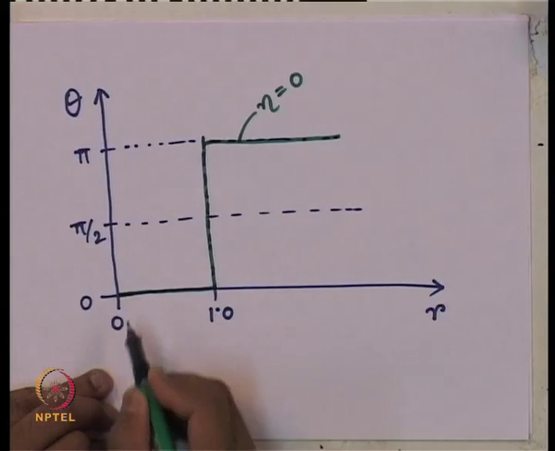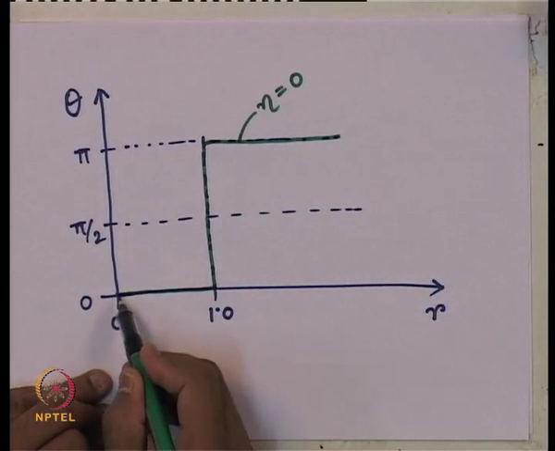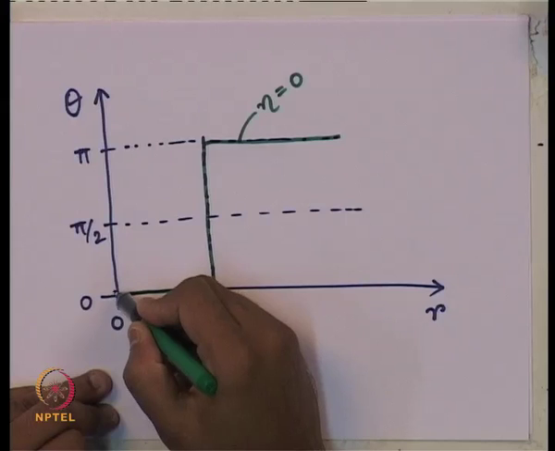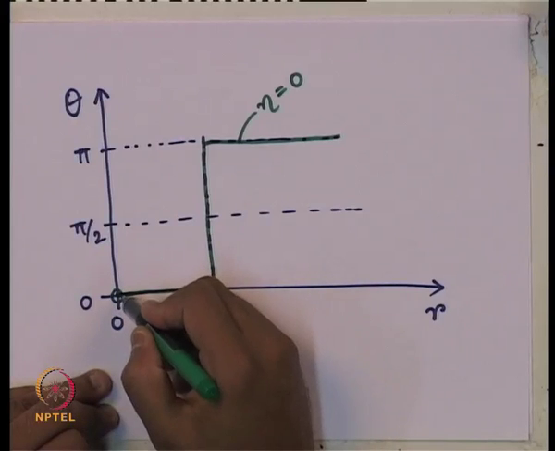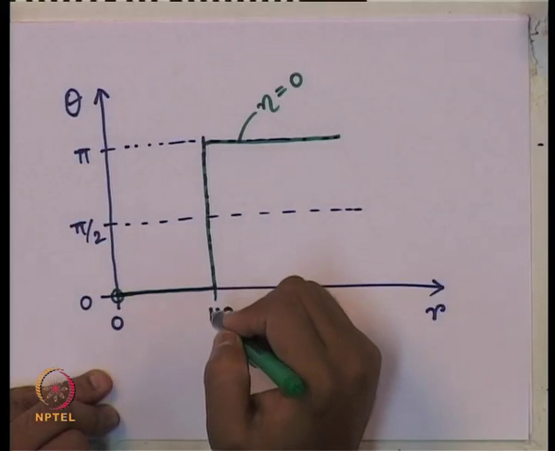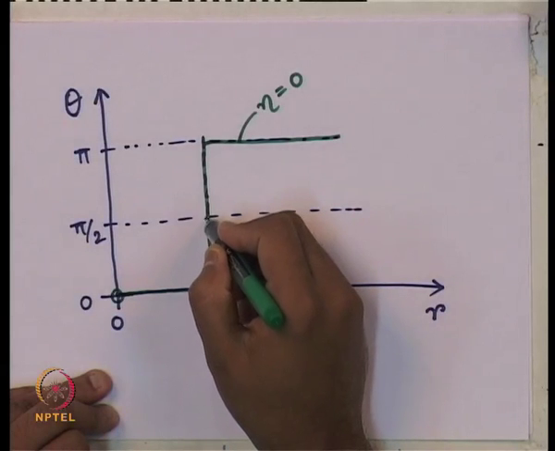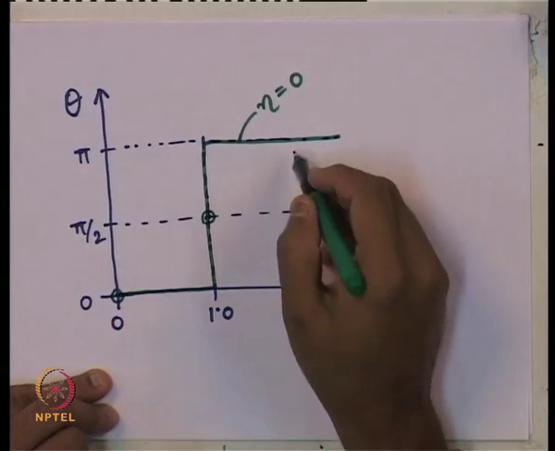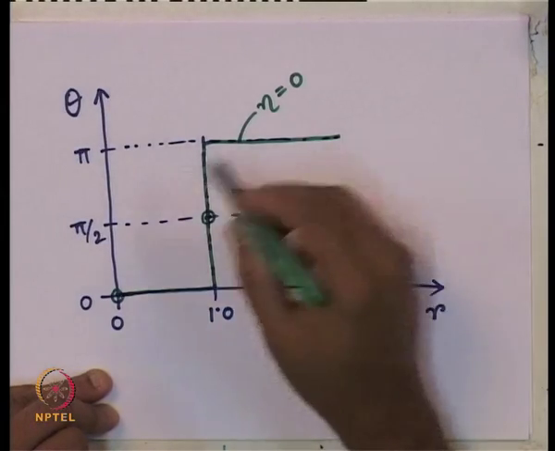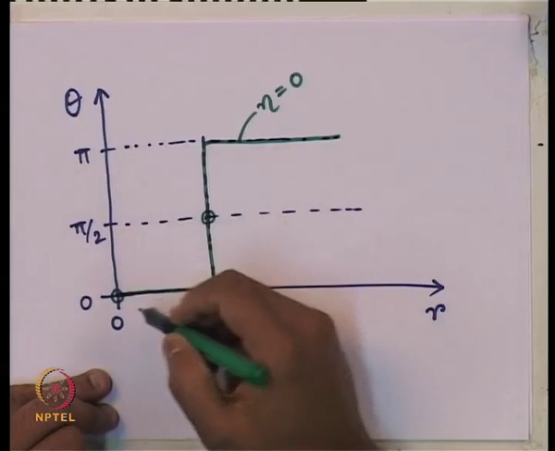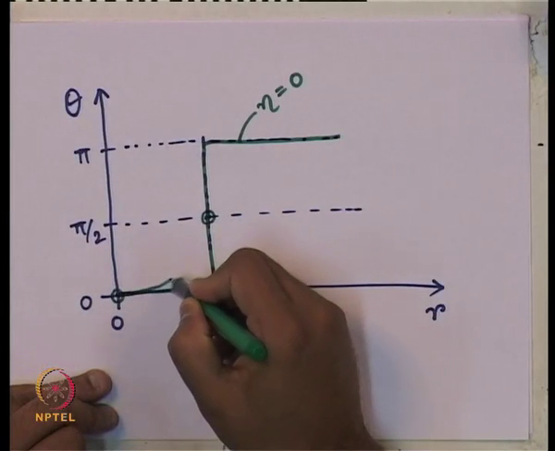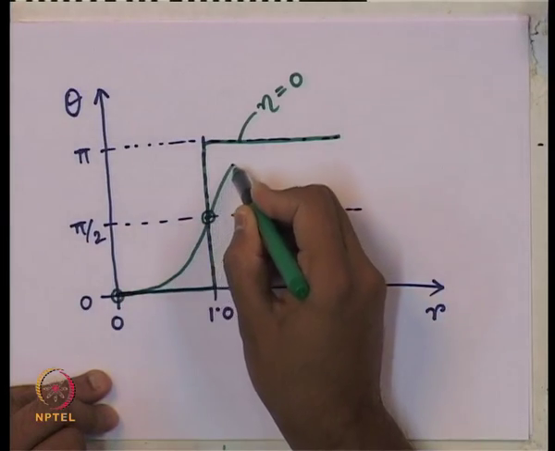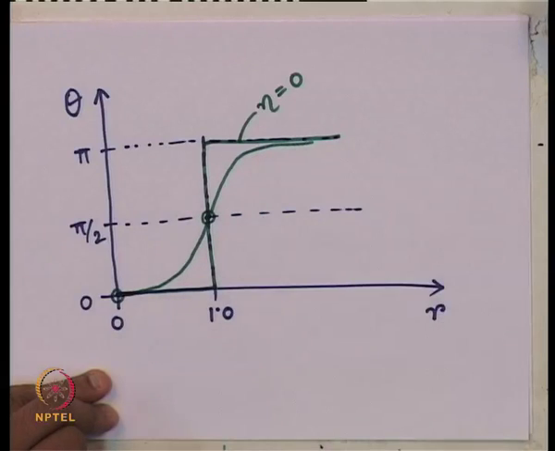But if eta is non-zero, then the variation goes like this. It starts at r equals 0 with theta 0. So, from this point it will always start, and at r equals 1 it will always be pi by 2. So, this point they must touch, and as r tends to infinity, it becomes pi. So, all the variations will be like this.